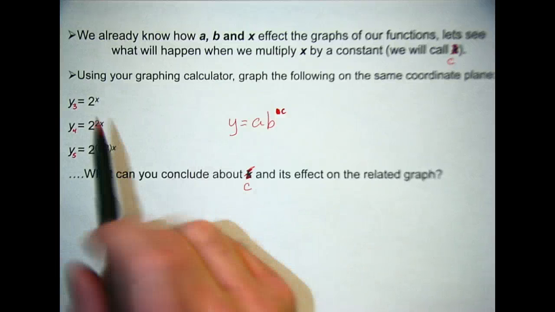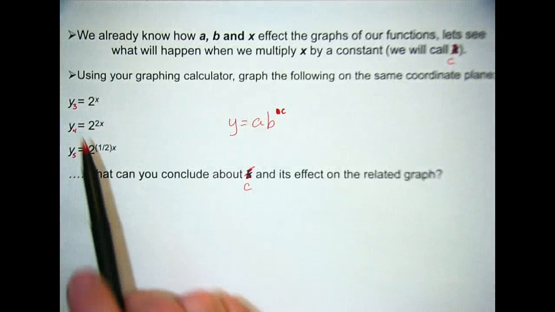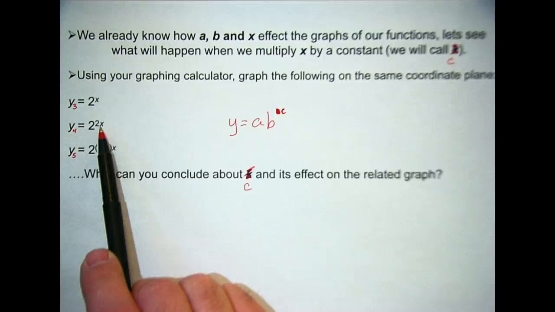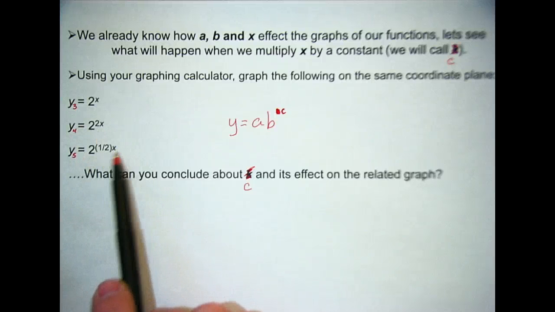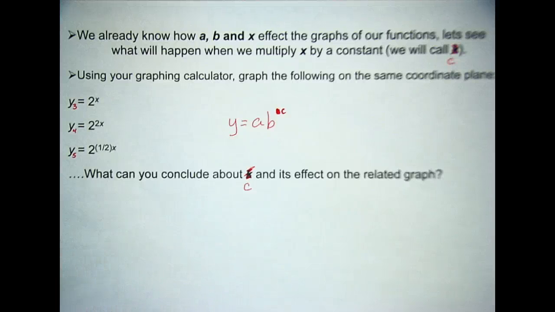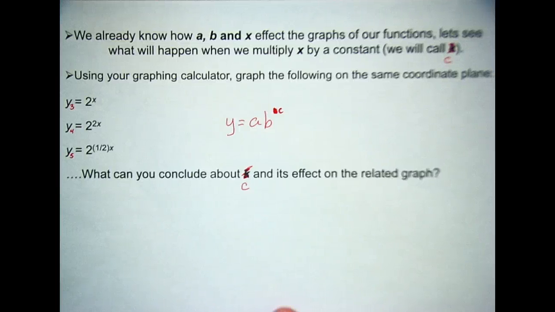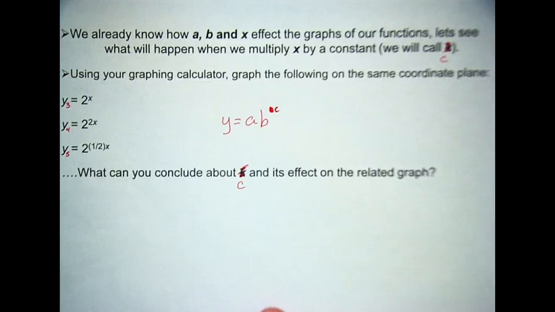All right, so we've got y sub 3 is y equals 2 to the power of x, y sub 4 is 2 to the power of 2x, and y sub 5 is y equals 2 to the power of 1/2 x. Make sure you turn off y sub 1 and 2 when you do this. So you only see 3, 4, and 5 on there. All right. Once you figure it out, go ahead and tell your neighbor what you think is happening. Talk about it there.